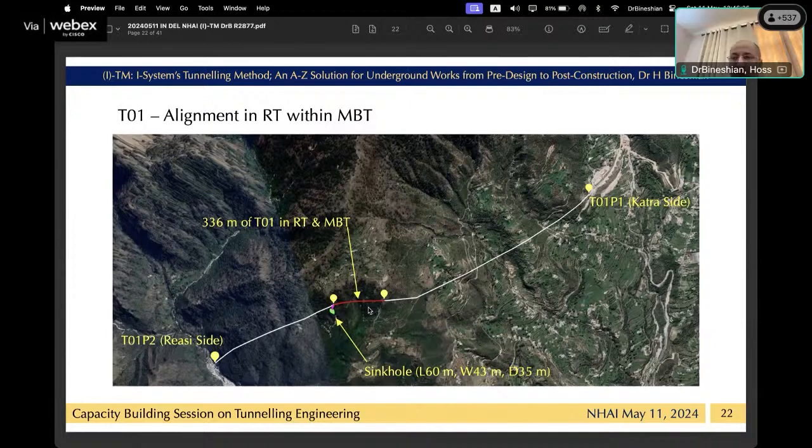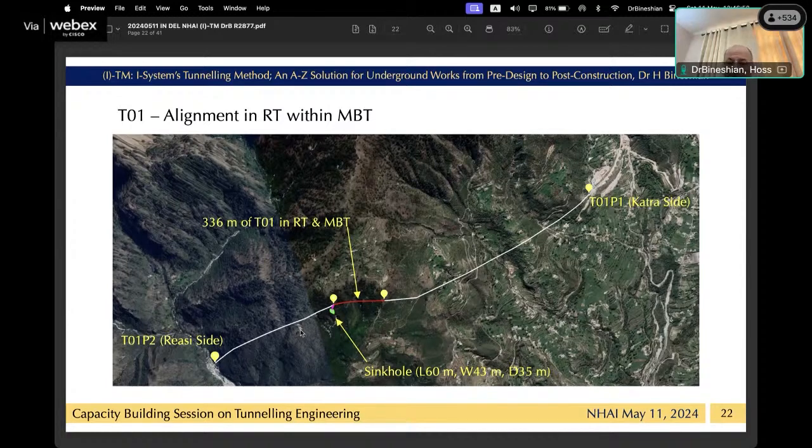And Main Boundary Thrust is the most challenging and most difficult portion in the overcritical wedge of the Lesser Himalayas. And the Lesser Himalaya is the most problematic portion in the Himalayan ranges. So you can easily conclude that Tunnel T1, at the stretch of 336 meters, crossed the most problematic zone of the entire Himalayas.